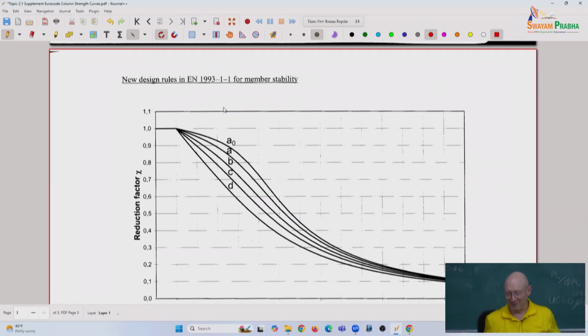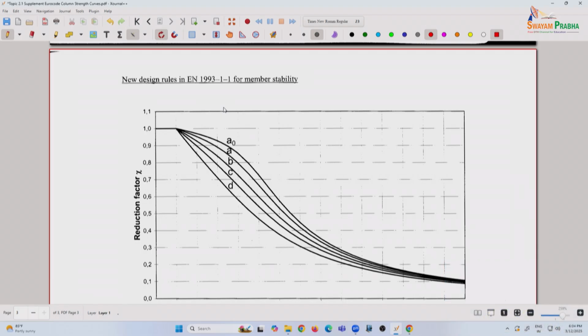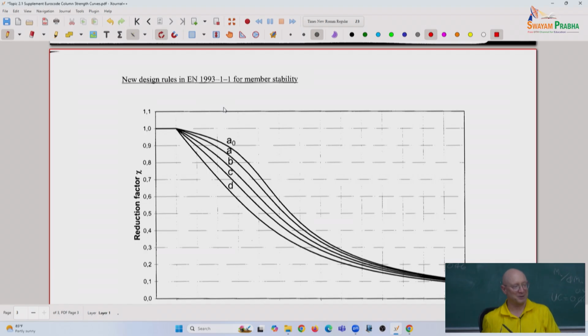Again, I think there is a justification for multiple curves, but in American practice most practicing engineers say, I know you can put that in a spreadsheet, but try to write it out. AISC has very beautiful design aids to look up column strengths, and if we started to do that with multiple column curves, I think those would become more complicated.